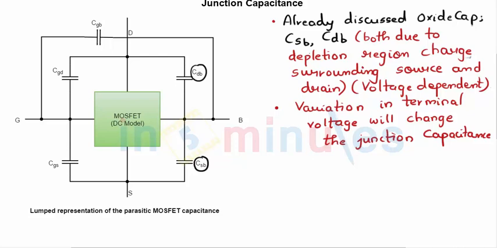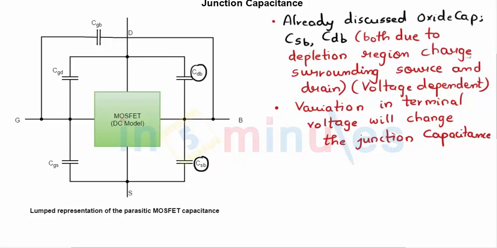You draw the four terminals of the MOSFET, identify the capacitance between two of its terminals, and see which all capacitances are going to be important for you to look into. There would be no capacitance between the source and the drain, because between the source and the drain there will be a channel present. Just remember that.